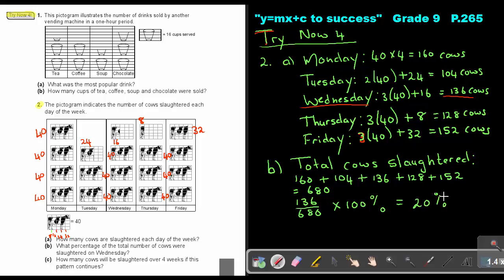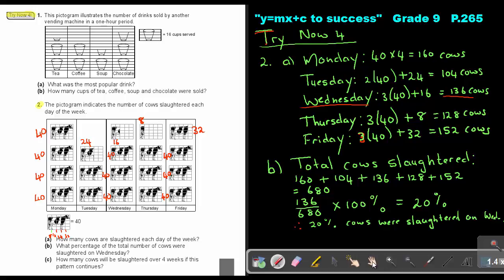So we can just say 20% of cows were slaughtered on Wednesday. Something like that.